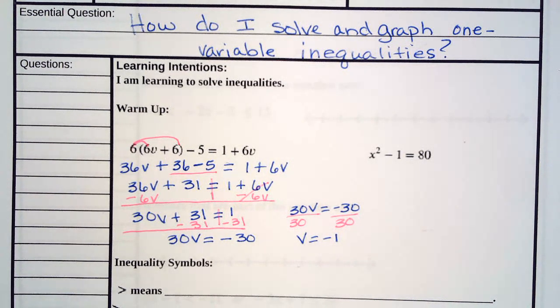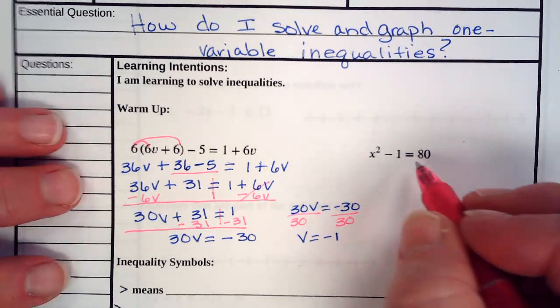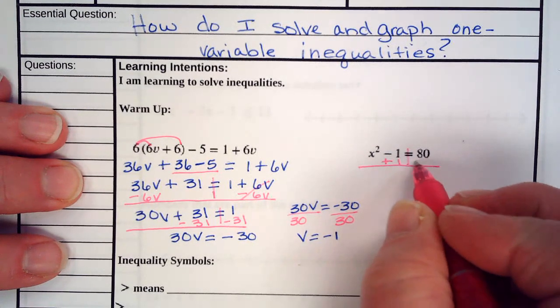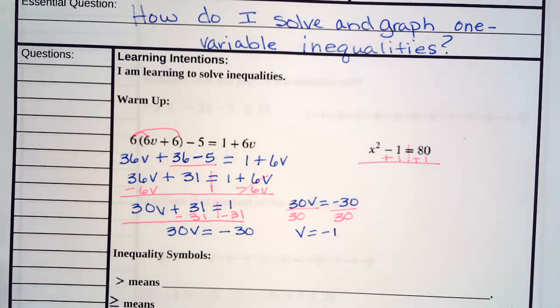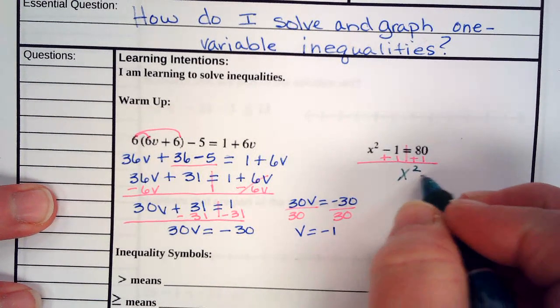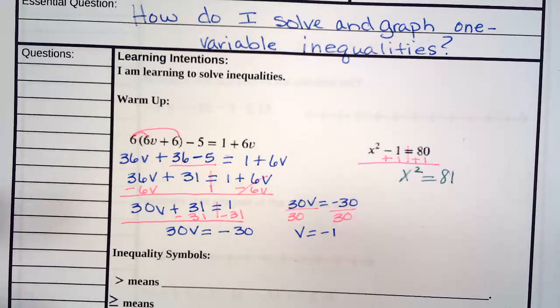Okay, on the other one, if we're looking at it, we know that we've got to get the variable by itself. I've subtracted 1, that means I need to add 1 to both sides. X squared is equal to 81.